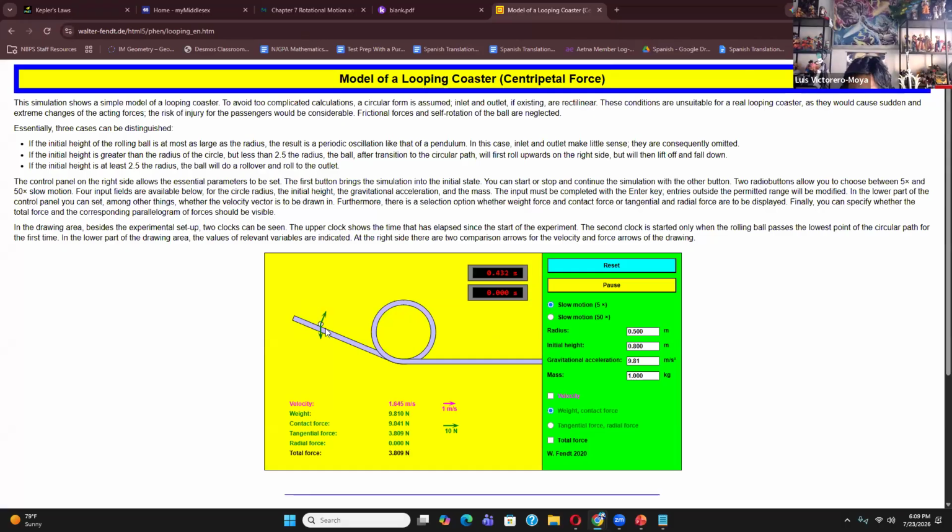You see a mass, it's dropping, then it's going up, and if it doesn't have enough energy, it's gonna fall. So we can increase the velocity. Let's see, how can I do that here? Let's increase the initial height by 2 meters. There. So now I increase the height, and the mass should make it around the loop.